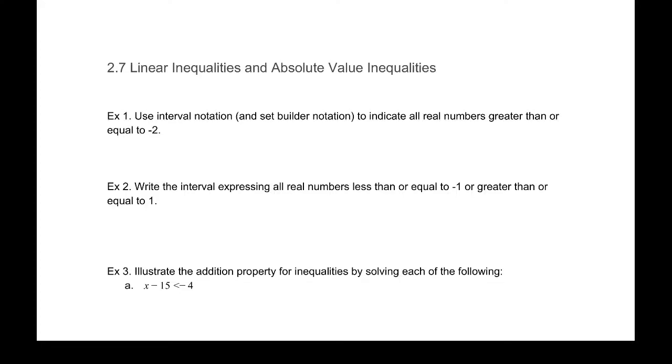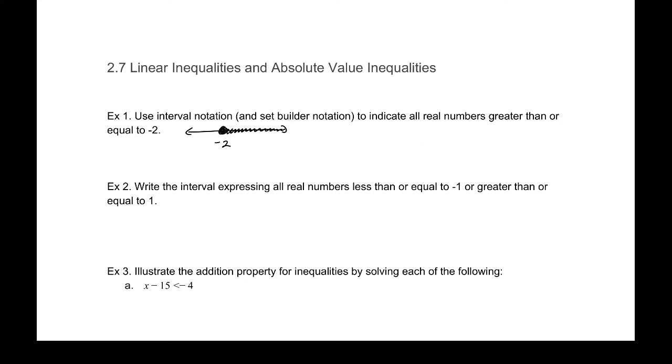Section 2.7, Linear Inequalities and Absolute Value Inequalities. To begin with, we want to introduce interval notation and set builder notation to indicate sets of numbers, and specifically here, all real numbers greater than or equal to -2. Before I do either of those, I want to draw a number line. All numbers greater than or equal to -2 can be indicated by drawing a closed circle here, including this, and shading everything to the right of -2.